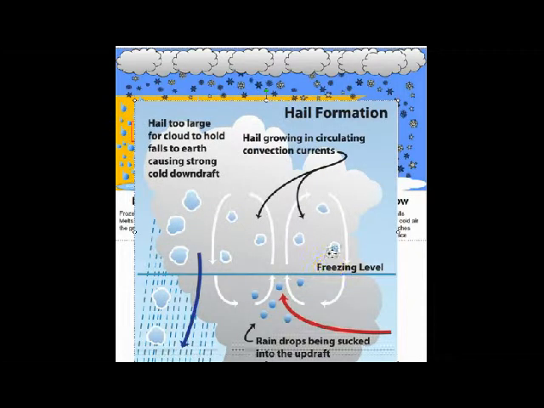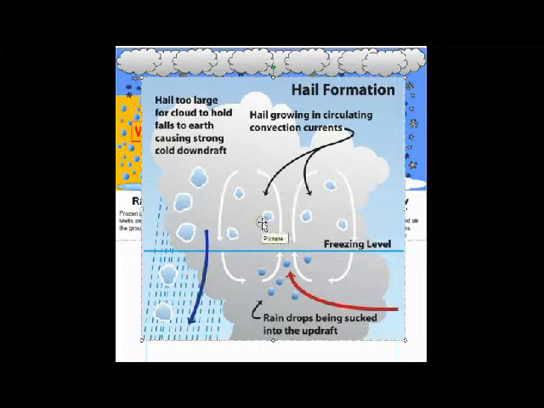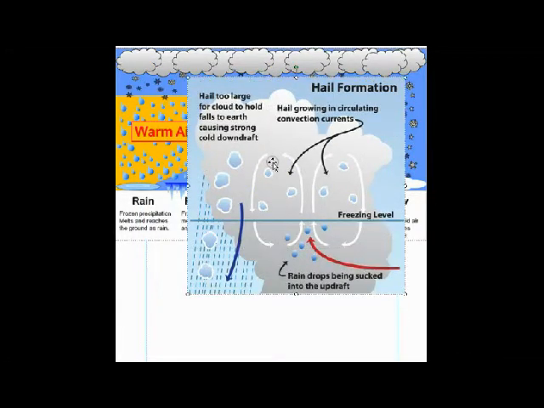Hail formation is completely different from all these other types of precipitation in that it's the only one, besides rain of course, that forms in thunderstorms. So what happens in a thunderstorm is this red arrow is meant to show what's called an updraft. So the air moves up into a thunderstorm, and you have these raindrops that are being pulled into an updraft, and there's a freezing level partway up the thunderstorm.